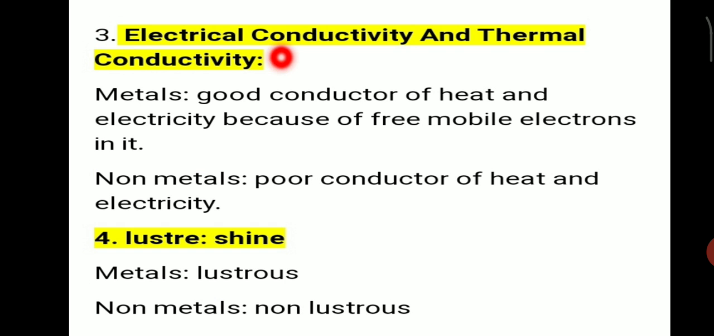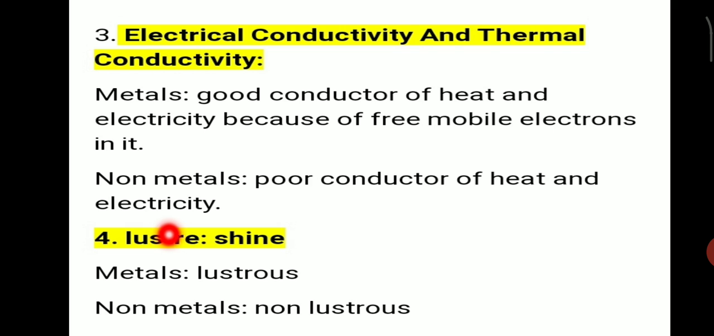The third property is electrical conductivity and thermal conductivity. Whether they are good conductors of heat or electricity. All of you know that metals are good conductors of heat and electricity because of free mobile electrons in them. We know that metals are electropositive in nature, and non-metals are poor conductors of heat and electricity. They will not allow heat or electricity to pass.